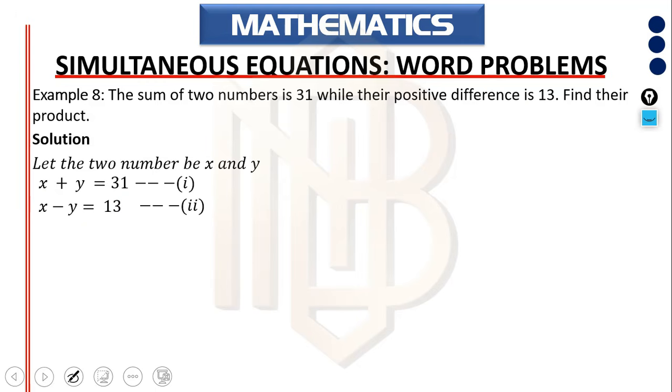The question says that we should find their product. That's the product of x times y. That's the product of x and y.